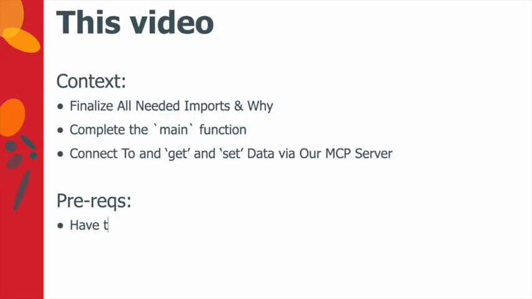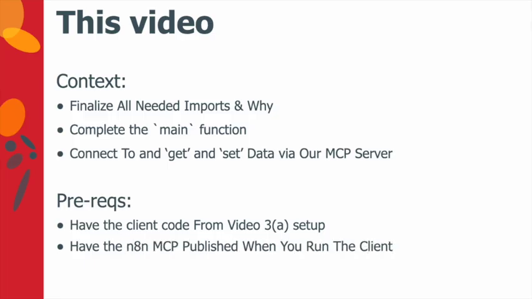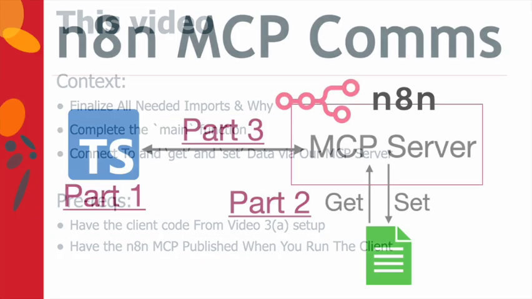Prereqs for this one: make certain that you have the code set up as you saw it at the end of the previous video, part 3A. And then have the MCP server published when you run your client. We're going to talk about that in this video, so don't worry if you don't have it published right now. We'll walk you through it. It's not a big deal. Just remember that when you go to run your client, you're going to need to have your MCP server published.